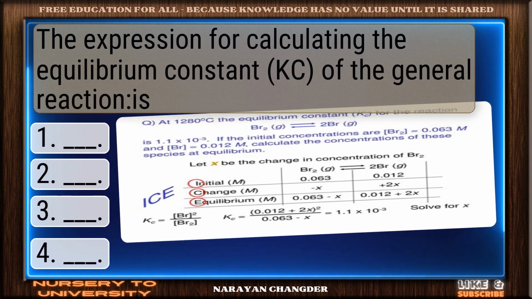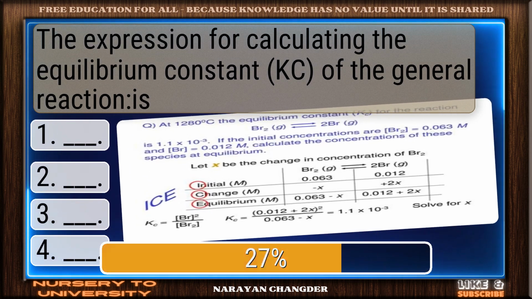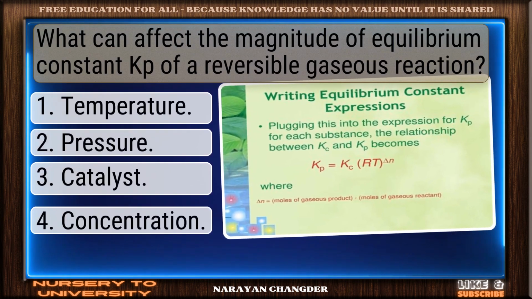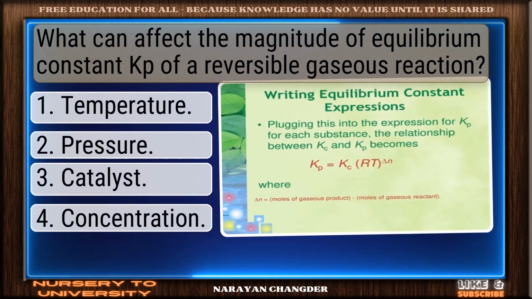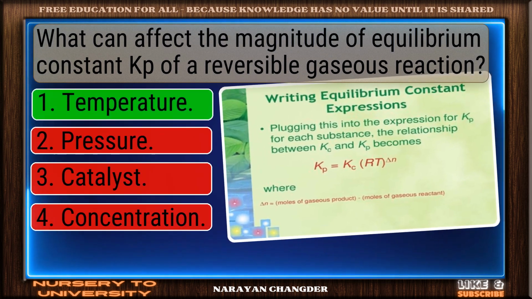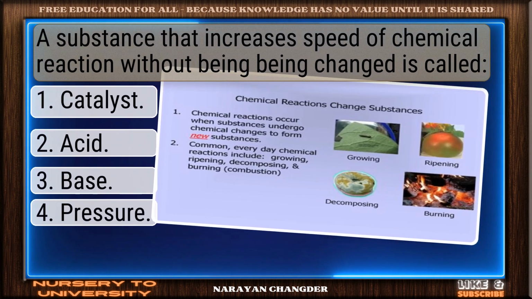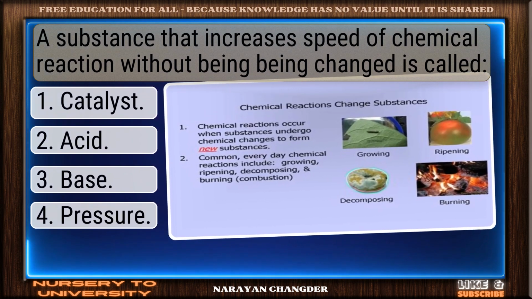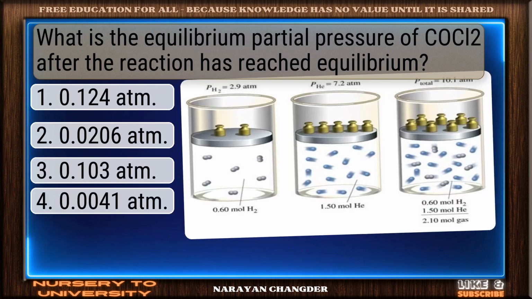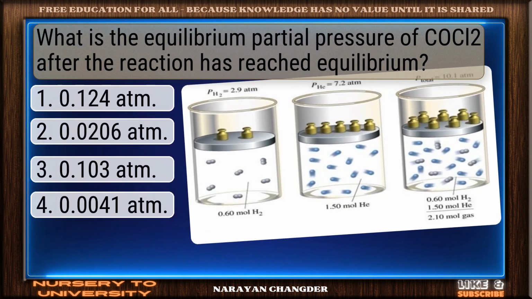The expression for calculating the equilibrium constant of the general reaction is. Good job. What can affect the magnitude of equilibrium constant Kp of a reversible gaseous reaction? Correct response. Temperature. A substance that increases speed of chemical reaction without being changed is called. Right. Catalyst. What is the equilibrium partial pressure of COCl2 after the reaction has reached equilibrium?